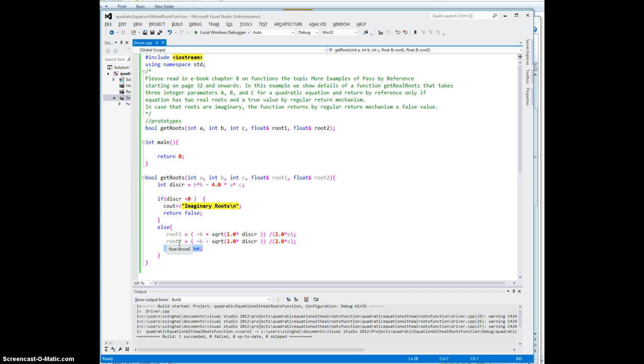It'll only work. It'll return a true when the roots are not imaginary, they're real roots. Okay, so we're going to write a main for it, and then I'll come back and explain to you how the main works.